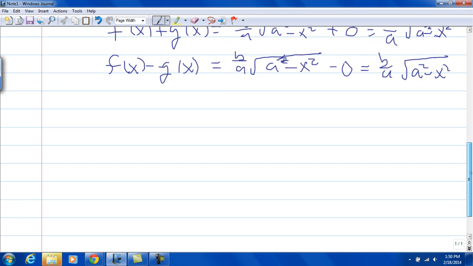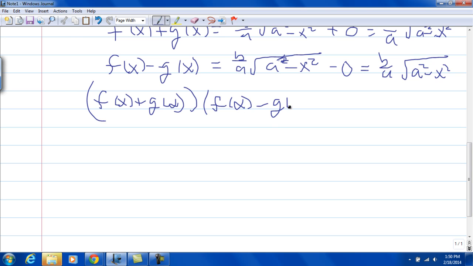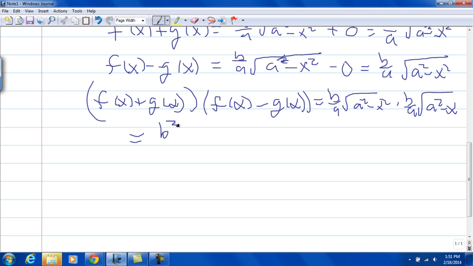Hey, look at that. So when we look at having our f of x plus g of x times f of x minus g of x, what we really have then is b over a times the square root of a squared minus x squared times b over a times the square root of a squared minus x squared. And the result for that is going to be b squared over a squared times a squared minus x squared. So we have b squared there, okay.